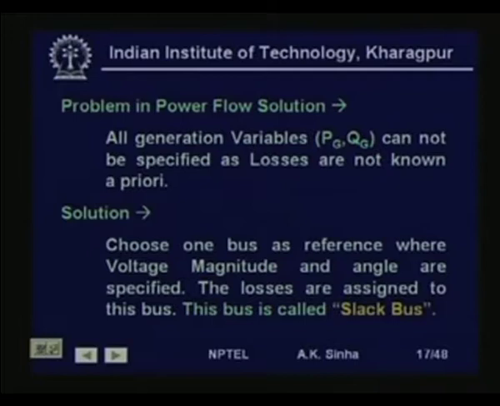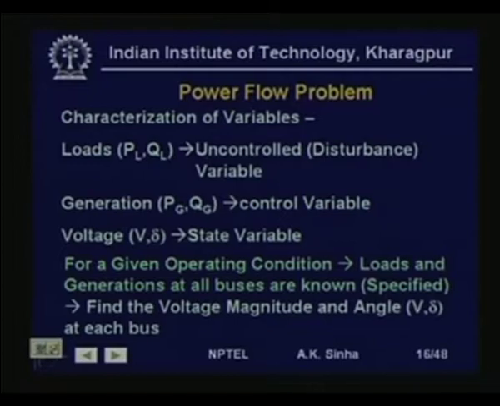Now, what is the problem in trying to find a solution for this kind of situation? If we see here, what we had stated is that all the loads and generation at all buses are known. Now, this condition is not true. Why is it not true? Because we may know all the loads, but we do not know all the generations, for the simple reason that we cannot know the losses.